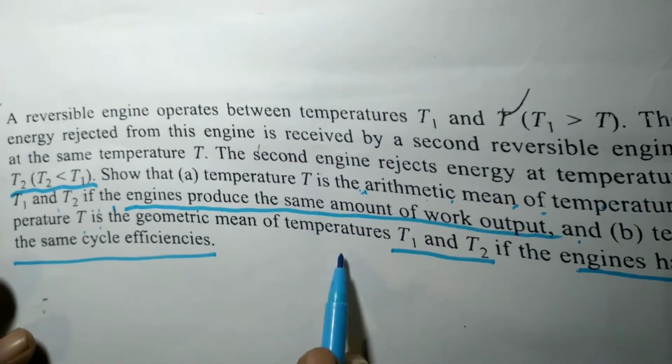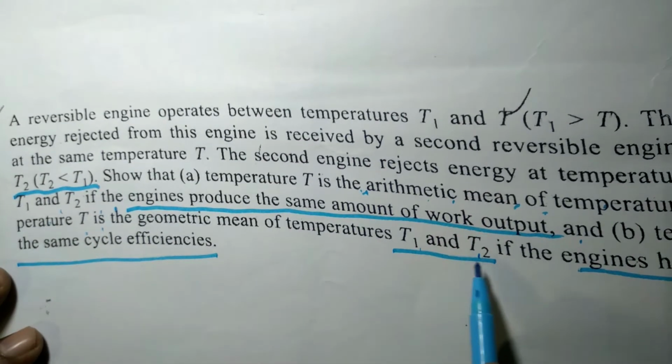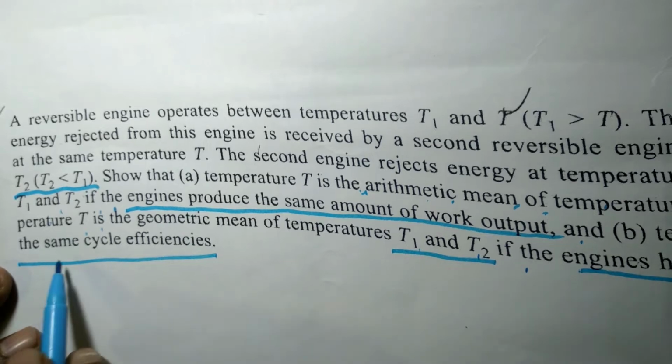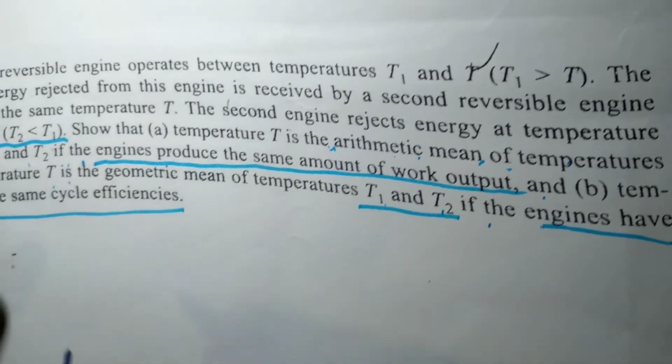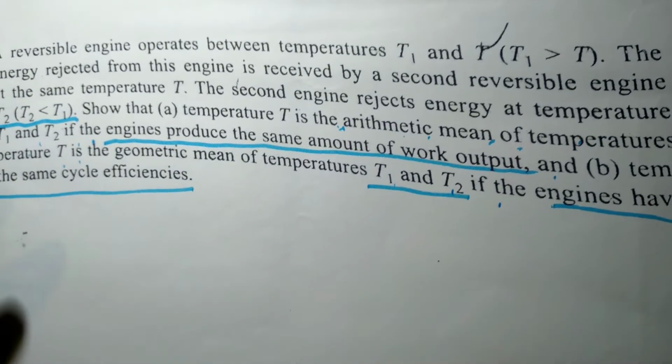So temperature T is the geometric mean of temperatures T1 and T2 if the engines have the same cycle efficiencies. So that's what we are required to prove, and we just proved it.